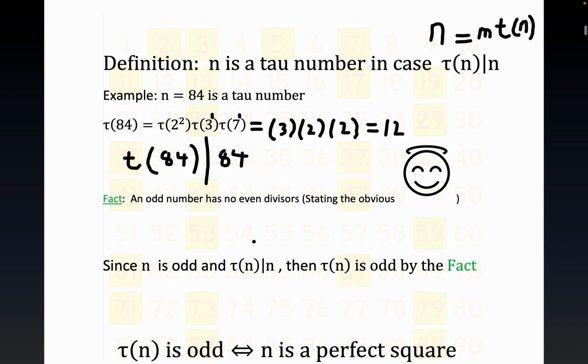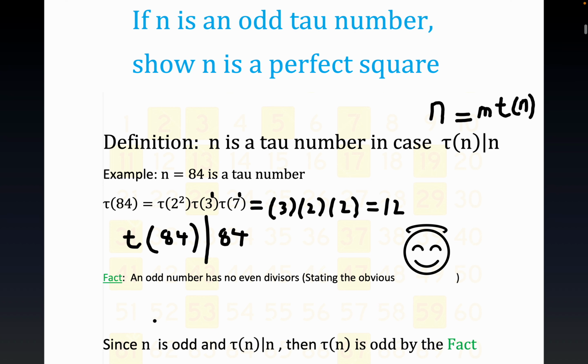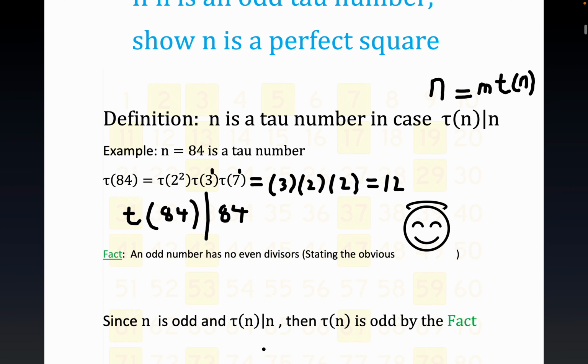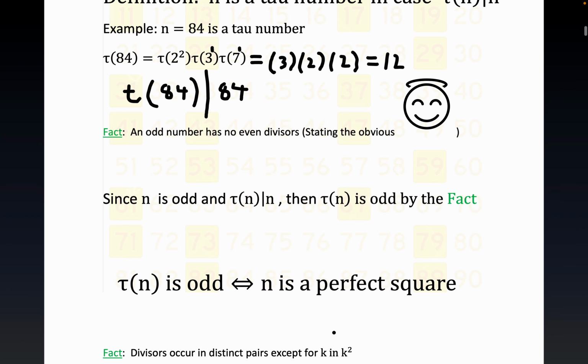So anyway, we've hypothesized that n is odd, so that's what this says right here. And also, this is the definition of a tau number, that tau of n divides n, okay? Well, if tau of n divides an odd number, then tau of n is odd by this dead obvious fact here, right? Okay, so tau of n is odd, but remember tau of n is the number of divisors of n. And I know a lot of you remember that if you have an odd number of divisors, that always corresponds to a perfect square.